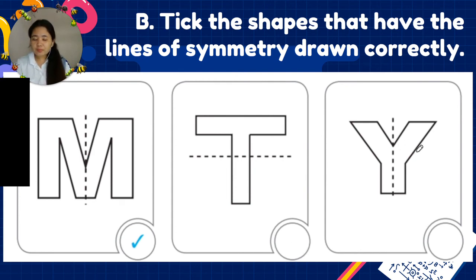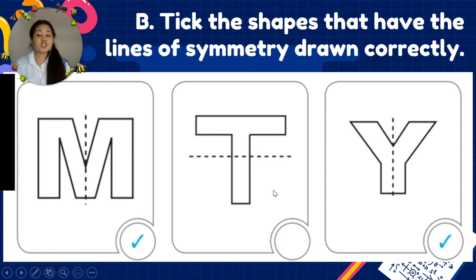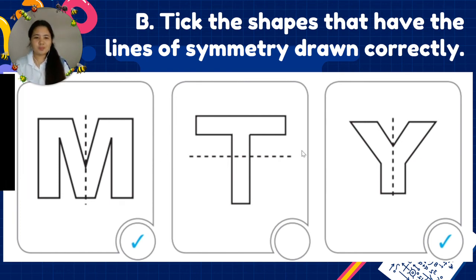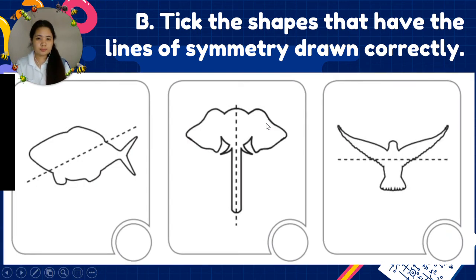Okay, that's it. Last one, letter Y. So letter Y, is it a symmetrical shape or not? Okay, yes, it is a symmetrical shape. Why? Because she cut here and it still has the same shape. They are identical. So symmetrical shape it is. So Y is a symmetrical shape. Okay, good job.